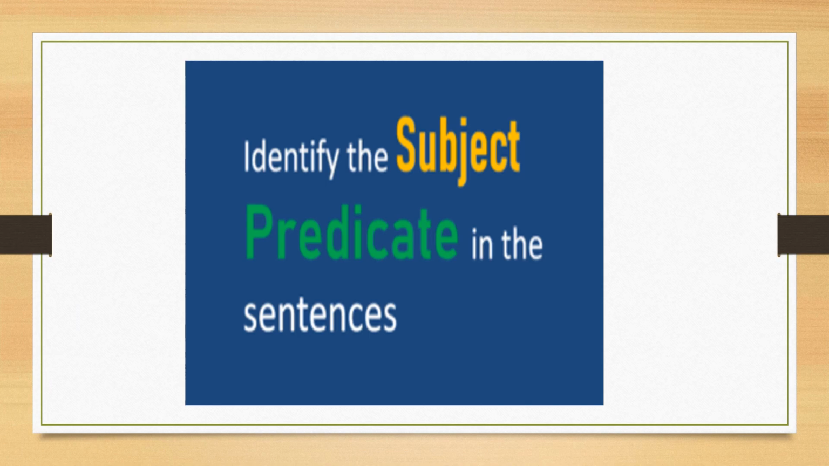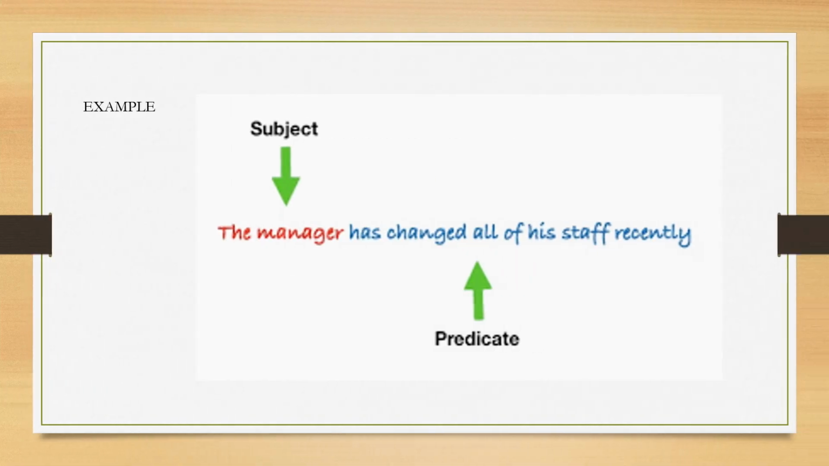Now it's your turn to identify the subject and predicate in the sentences. The first example has been done for you. The manager has changed all of his staff recently. Who changed? The manager. So it becomes a subject. What did he do? He has changed all of his staff recently. So it is giving more information about the manager. So it becomes a predicate.